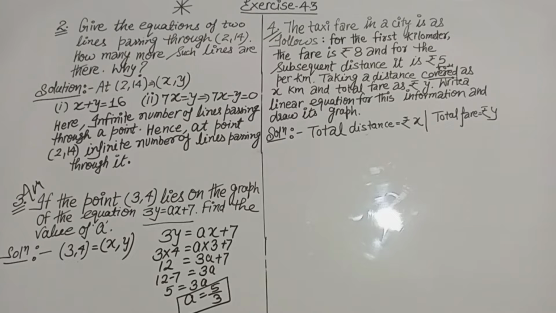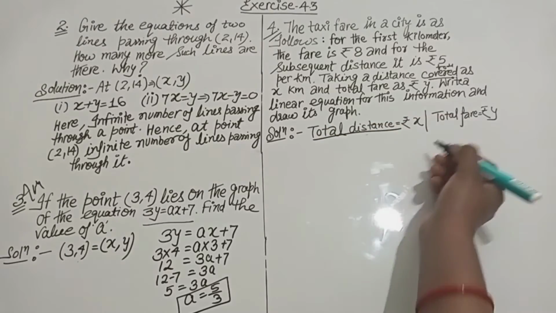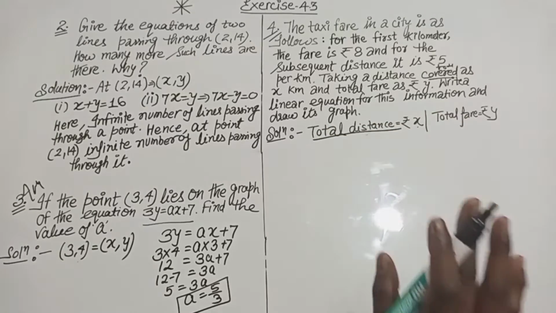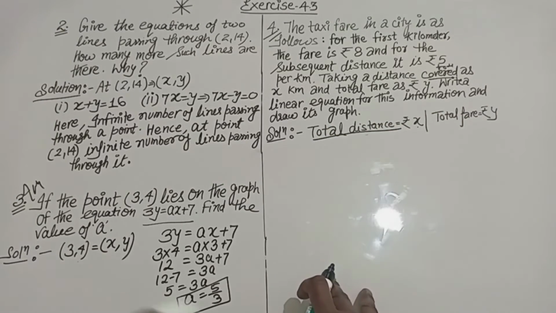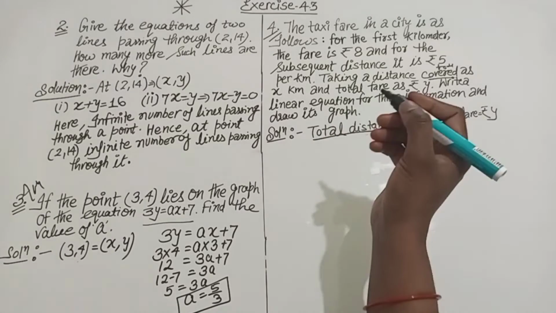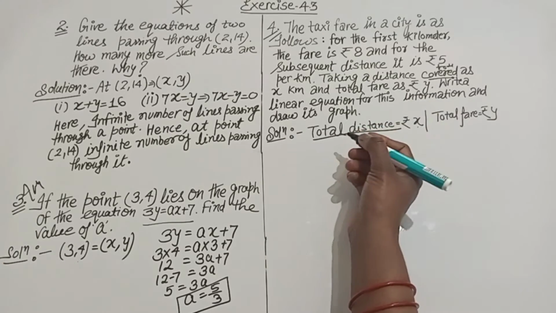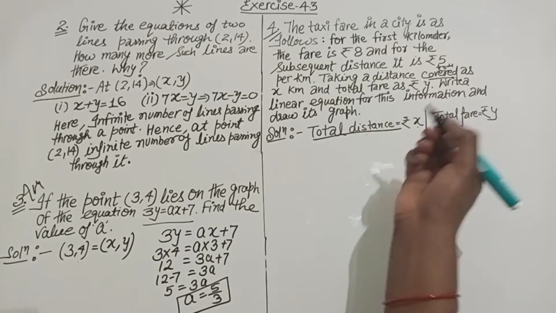Now, the total distance is x. For the first kilometer there are 8 rupees, and the remaining distance is x minus 1. The first kilometer is fixed at 8 rupees, and for the remaining distance there is 5 rupees per kilometer. So what is the total fare?